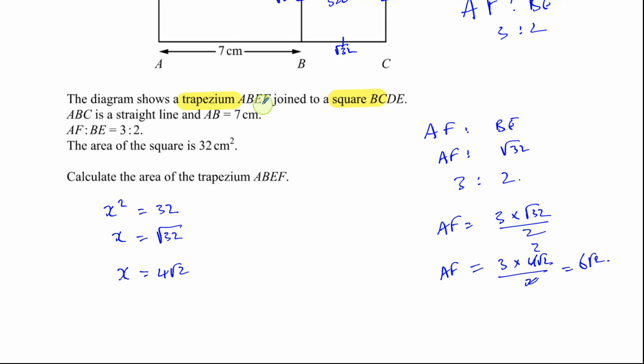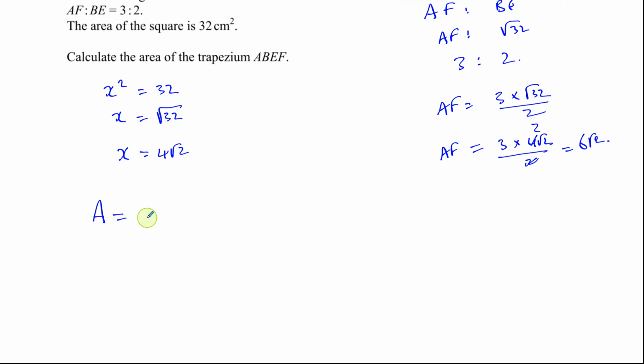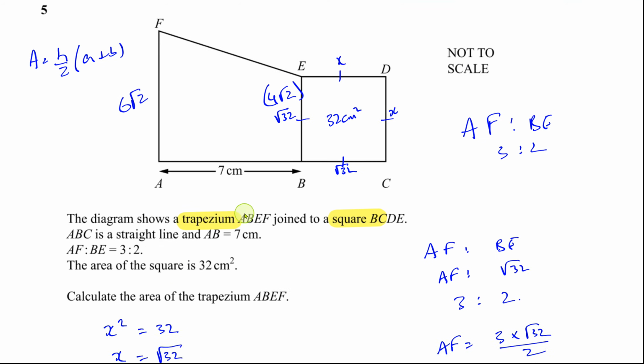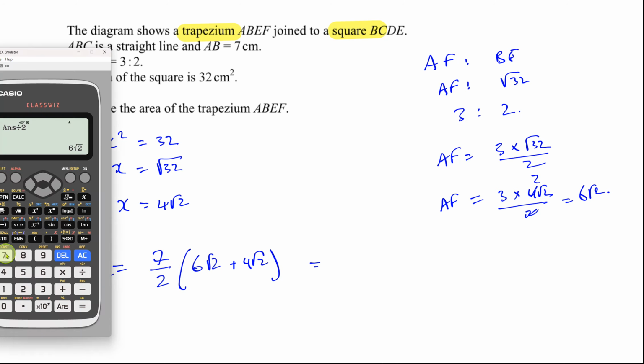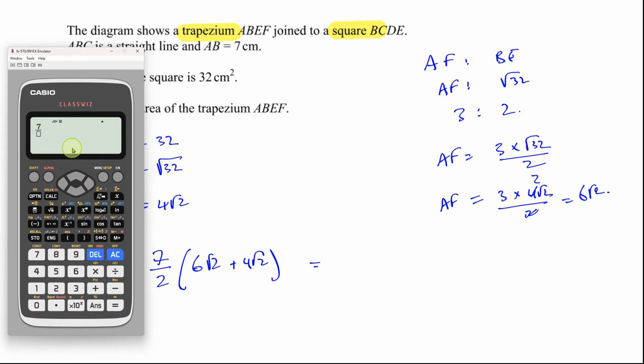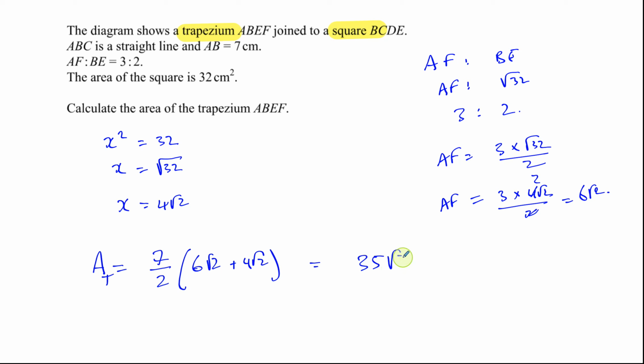Okay, so we can find the area of the trapezium. It's going to be the distance between the parallel sides divided by 2 times the sum of the parallel sides, as we said, 6 root 2 plus 4 root 2. So that will give us 7 over 2, times, that's going to be 10 root 2. 10 times root 2. And that gives us 35 root 2.